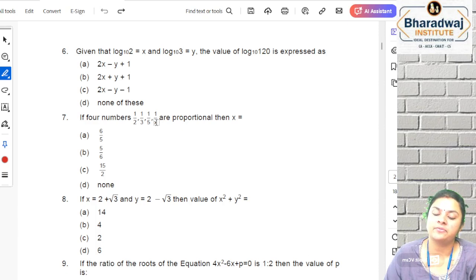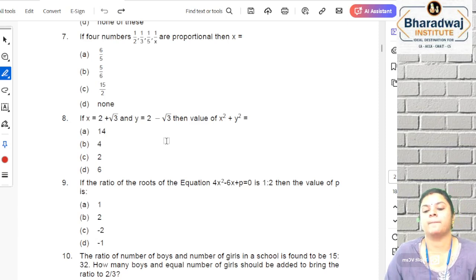So 1 by 15 is equal to 1 by 2x. So 2x is equal to 15, x is equal to 15 by 2. Next.